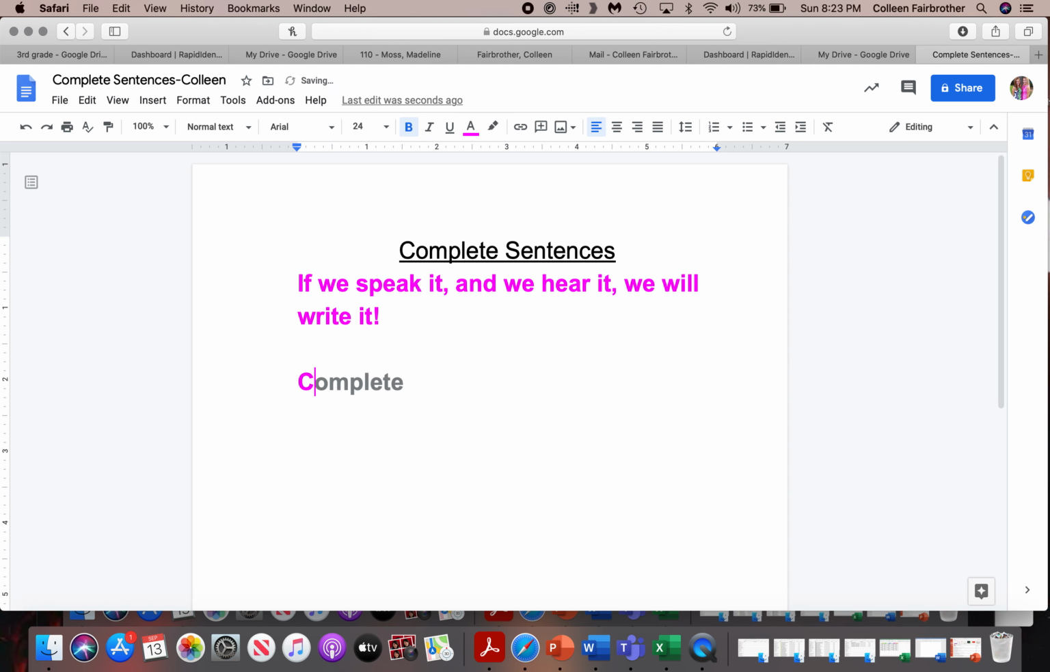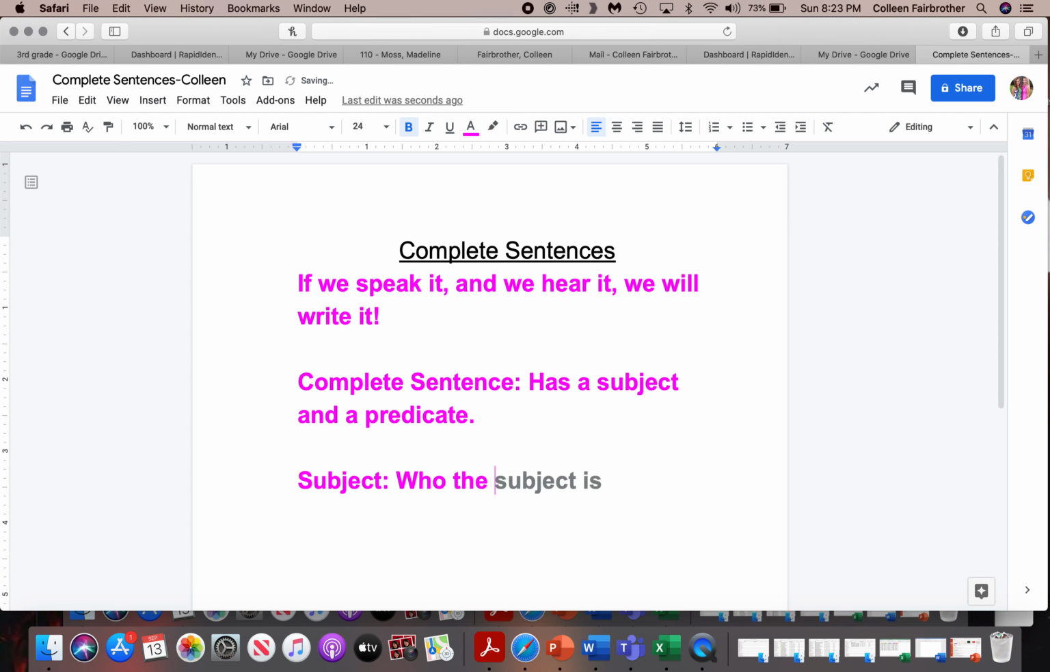So a complete sentence, a complete sentence has a subject and a predicate. And if you remember, a subject is who or what the sentence is about. And then a predicate is whatever the subject is doing.